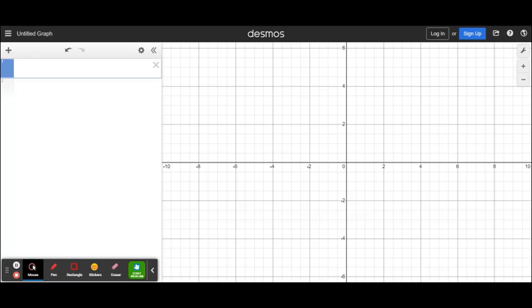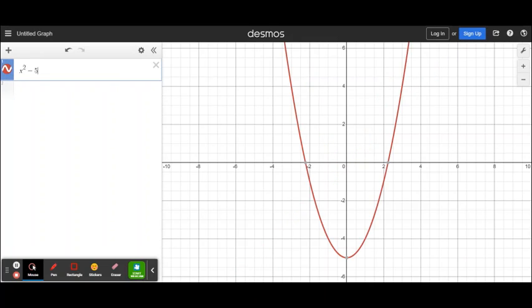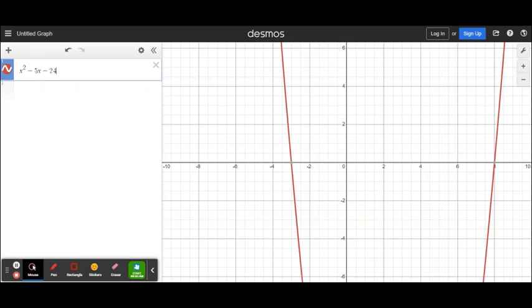Okay, so I'm at Desmos, and I'm going to go ahead and find the roots, solutions, zeros, solution set. They all mean the same thing, but it's basically where the graph crosses the x-axis. For x squared minus 5x minus 24. All right, so notice I didn't add the equal 0 part to that because I put it in standard form, but I cut off the equal 0.